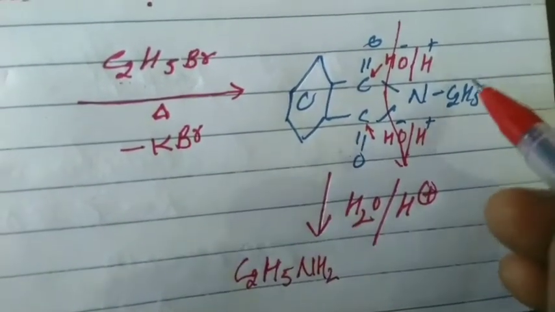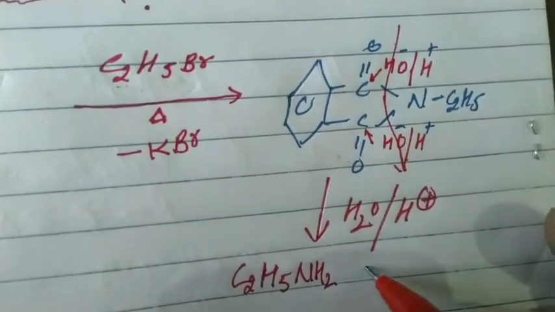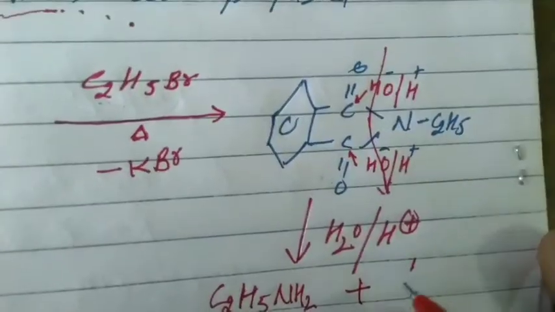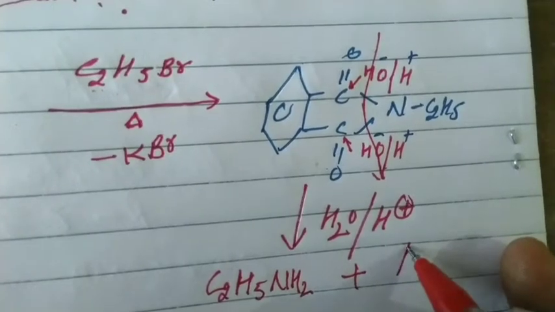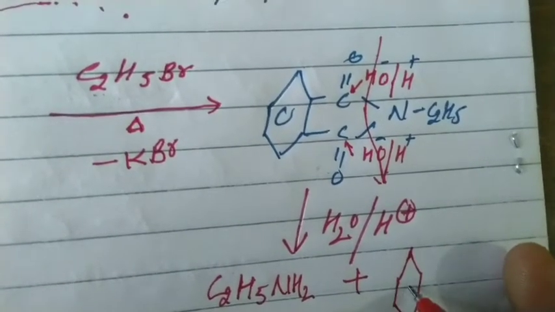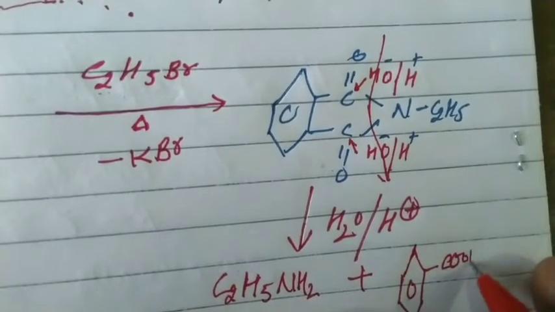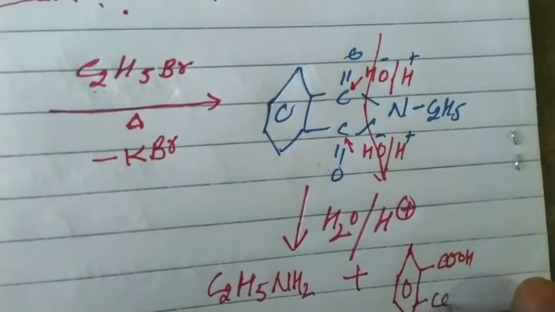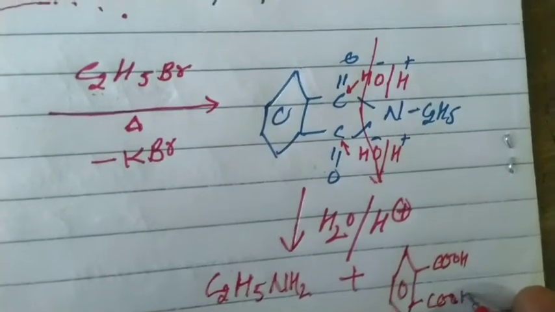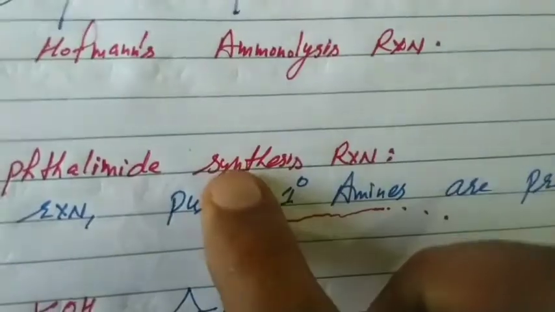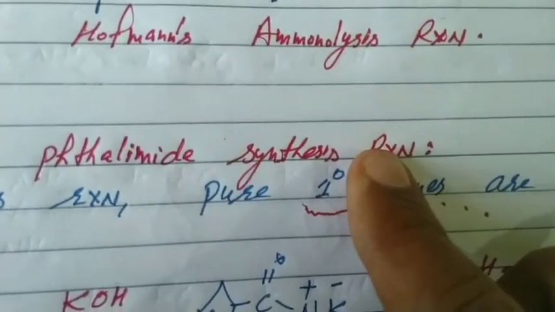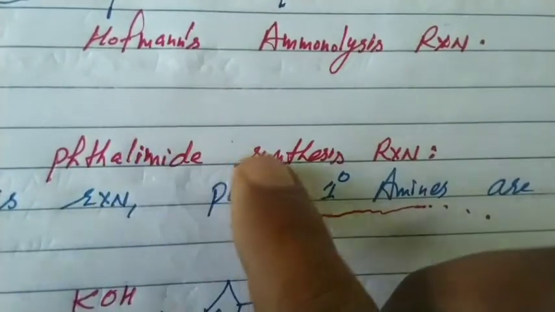It is clear, students, C2H5NH2 plus the byproduct is phthalic acid, which can be reused to obtain phthalimide. COOH, COOH. From this we can again synthesize phthalimide. So we call it the phthalimide synthesis reaction. Again please, it is the name of the reaction, the phthalimide synthesis reaction.